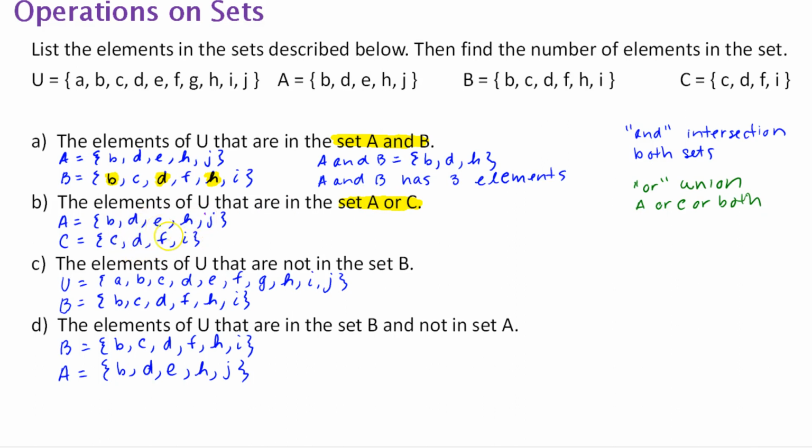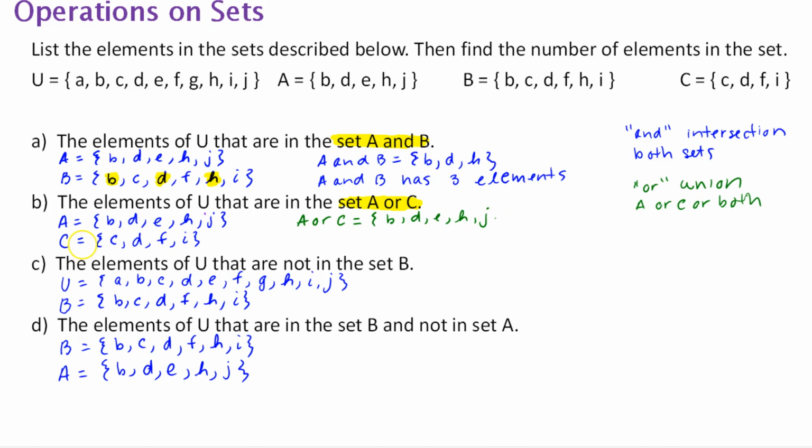Okay. So basically this is all of the elements that we see listed here. However, the one thing we need to be careful of is, remember, in sets we don't ever list an element twice. An element is either in the set or not in it. So if it's in both sets, we'll only list it once. So A or C. Now a systematic way of doing this is I'm going to start by listing everything in A, because A or C contains everything in A. So B, D, E, H, and J.